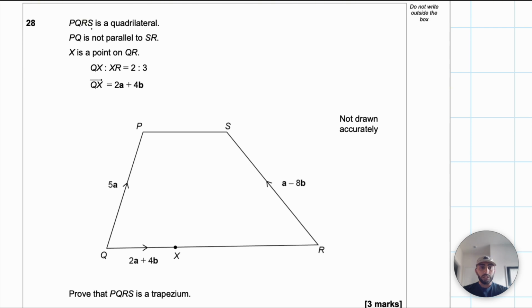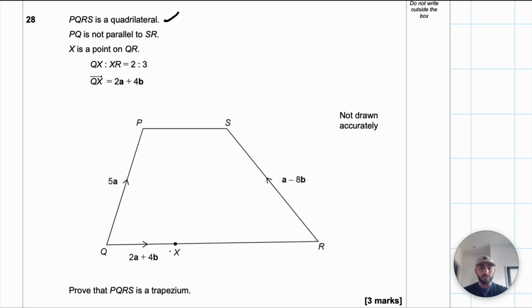Question 28. PQRS is a quadrilateral. PQ is not parallel to SR. So PQ is not parallel to that. X is a point on QR. That's already on. Q to X to R is in the ratio 2 to 3. So Q to X to R is 2 to 3. So altogether there are 5 parts. So Q to X will be 2/5 of that line, and X to R will be 3/5 of that line.